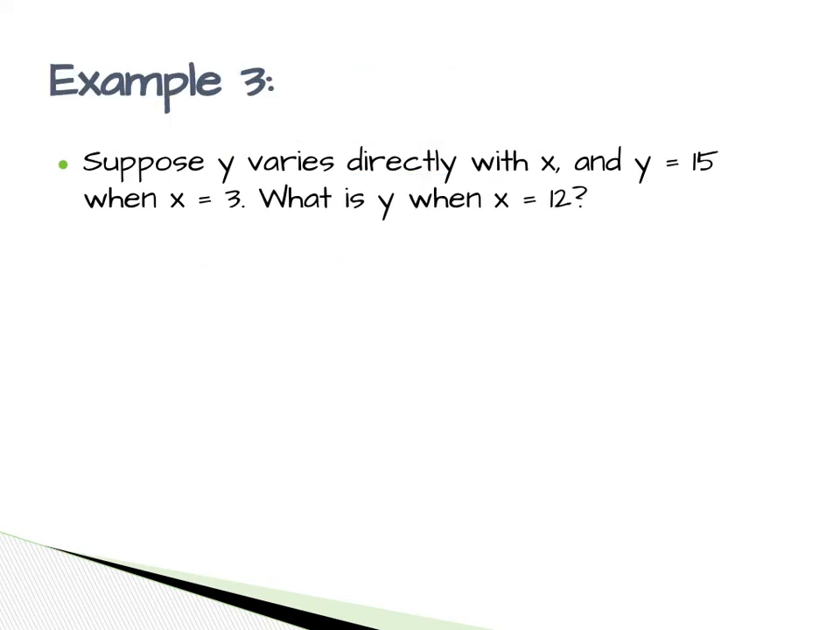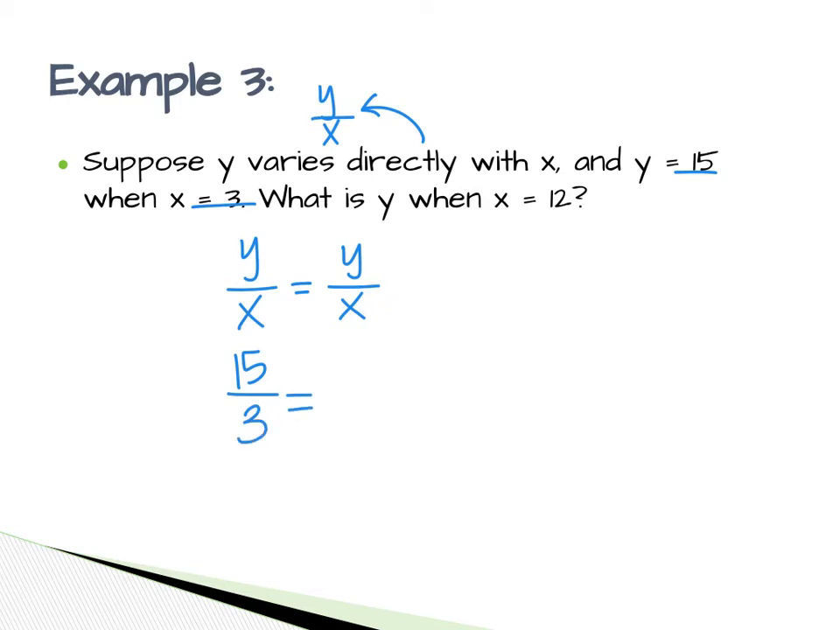Alright, so I'm going to try that again. I'm going to do this one. If you want to try it yourself, you can pause it. Because with the direct variation, y over x is constant, you're going to set up a proportion, y divided by x equals y divided by x. So 15 over 3 equals y over 12. And you do cross products.